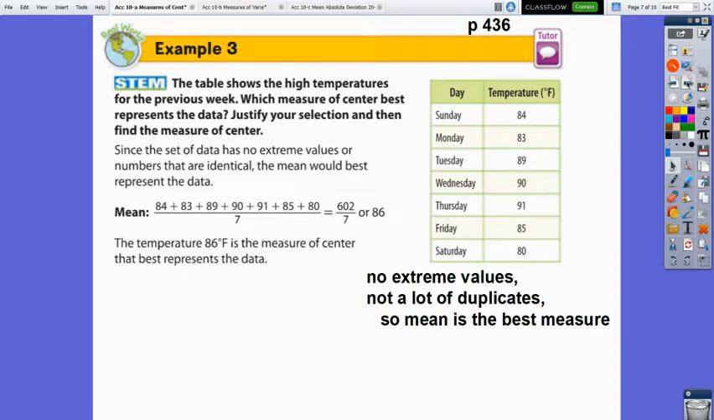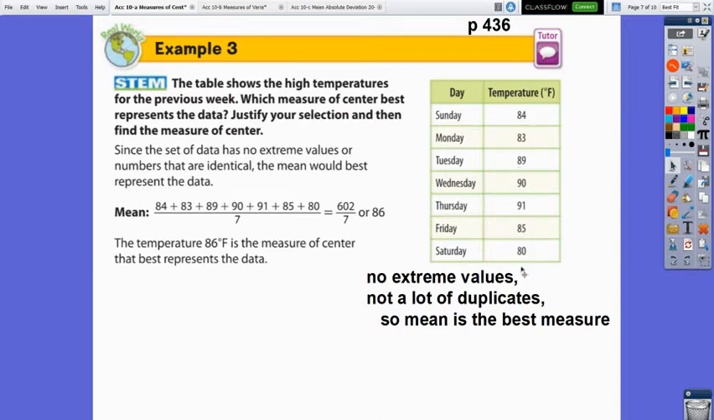Temperatures from the previous week. Which measure of center is the best one to use, and then calculate it. So you look for extreme values, right? Is there anything that looks way higher or lower than the rest of the numbers here? Nah, they're all between 80 and 91.